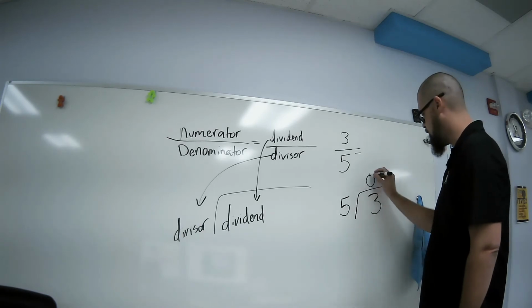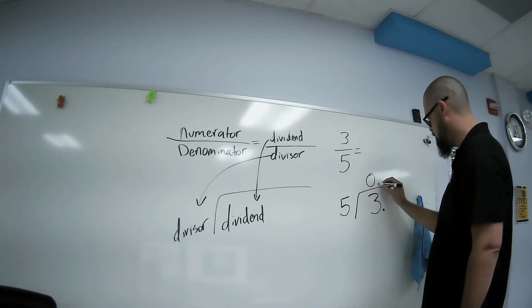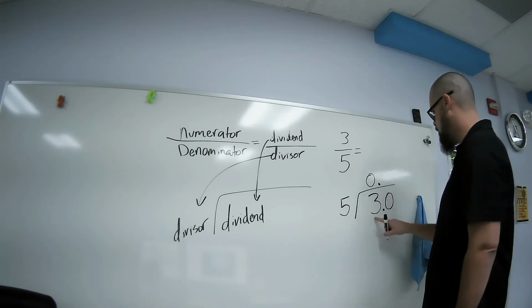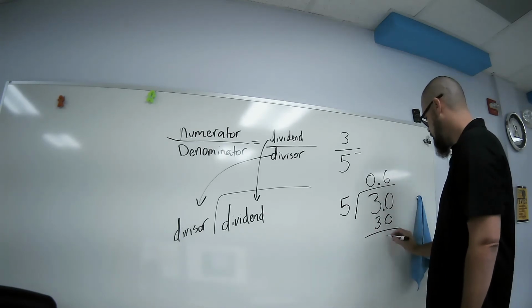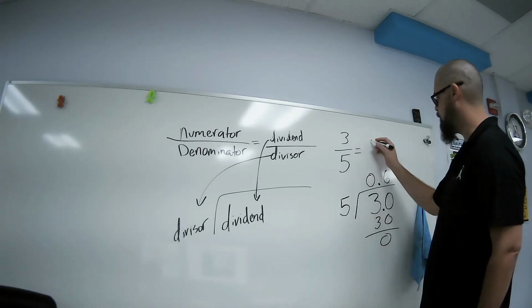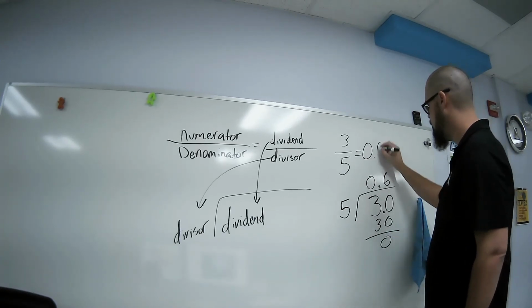5 doesn't go into 3, we put in a 0, decimal, decimal, add another 0. We know 5 goes into 30 6 times. You get 0 out, so we know 3/5 is also equal to 0.6.